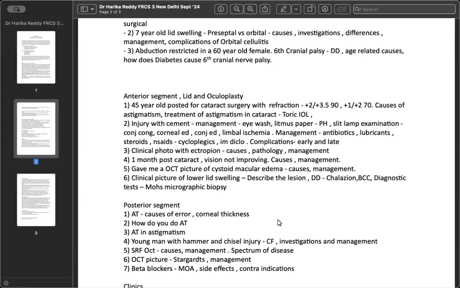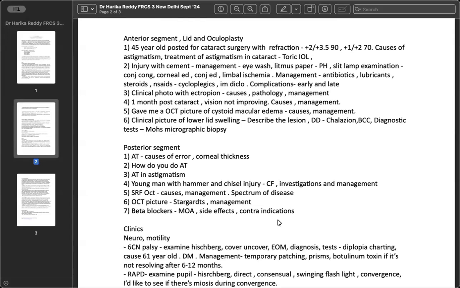Then he asked me what diagnostic test would you do to prove that it is a basal cell carcinoma. Then I told him it could be a Mohs micrographic biopsy or frozen section. So you can do both. Yeah, and then he asked me how would you treat it. So based on the size of the lesion, again, it's different. If it's less than 1/3, you just remove it and suture the lids. But if it is a large region, then again you have to do reconstruction procedures. Okay, so coming to the posterior segment, this was actually quite easy for me at least.